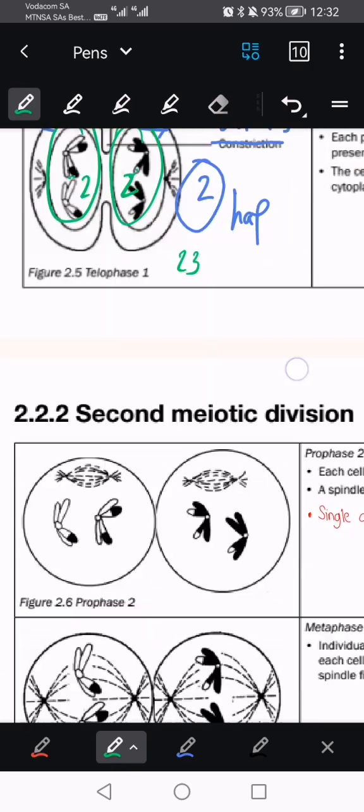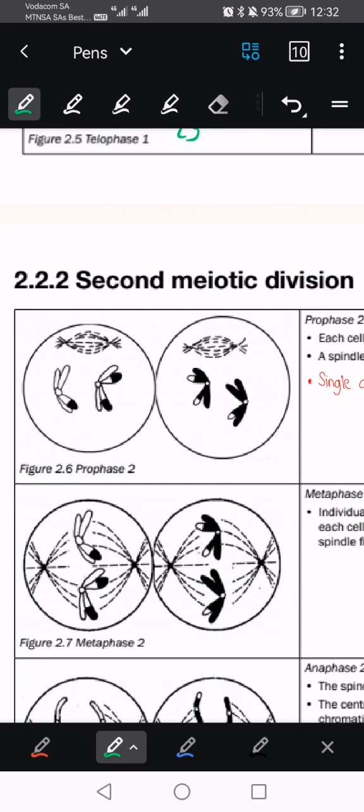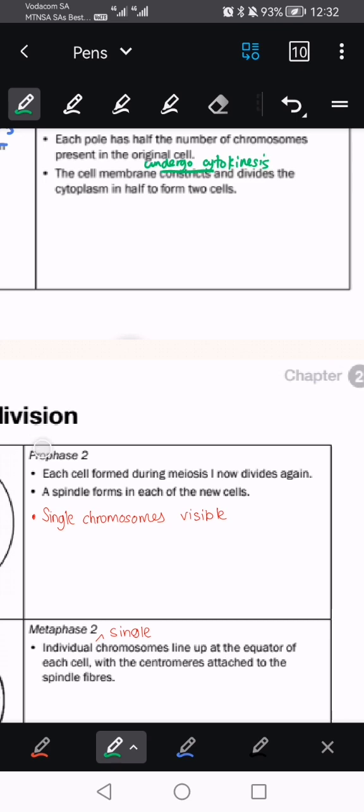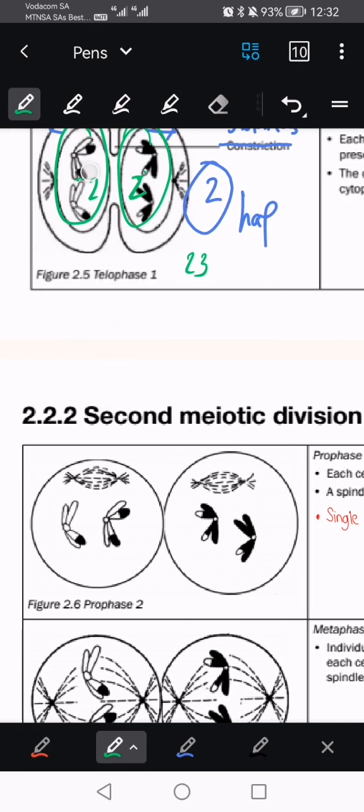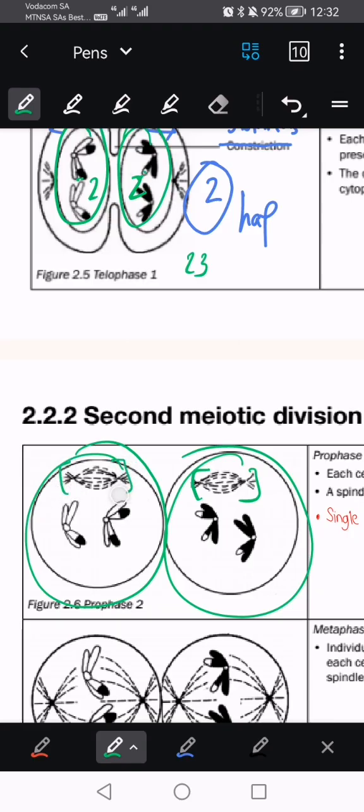Right. Let's look at the second meiotic division. Now, in the second meiotic division, each cell formed during meiosis 1 now divides again. A spindle fiber forms in each of the new cells. Single chromosomes are visible. So remember, we had 2 cells, so now this is the 2 cells over here. Now we can see that a spindle is developing in each of them. Right, in cell A and cell B, we can see that spindle fibers are developing.